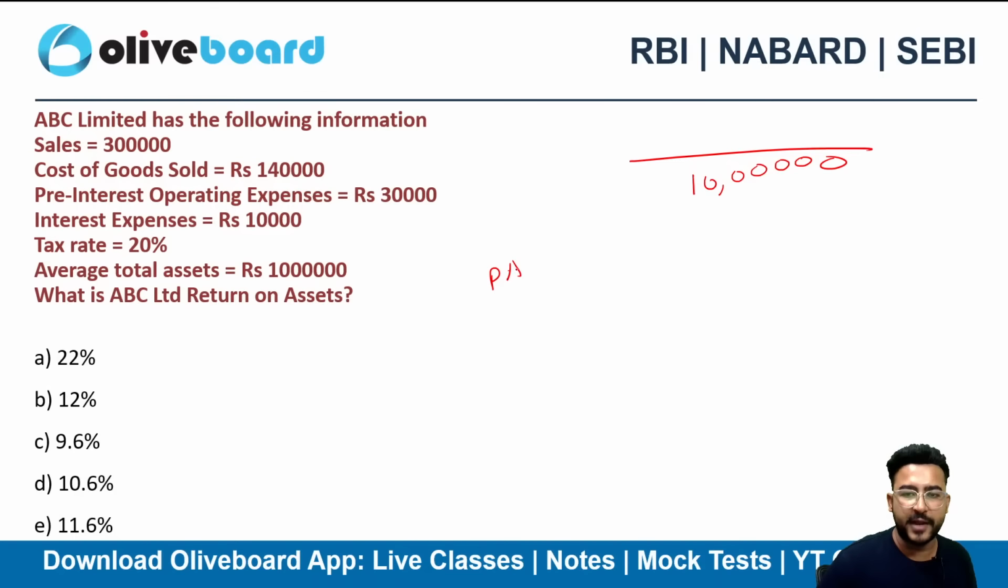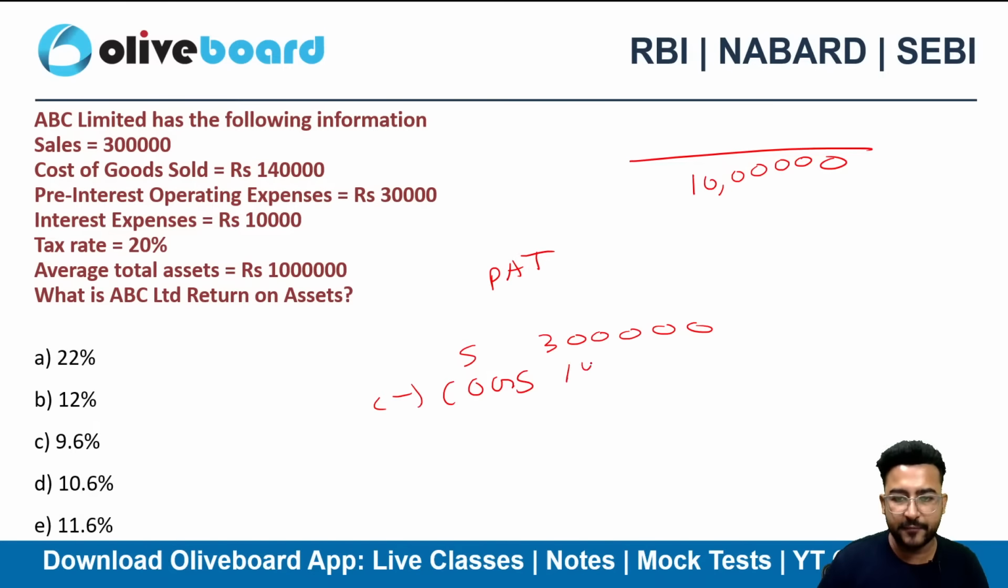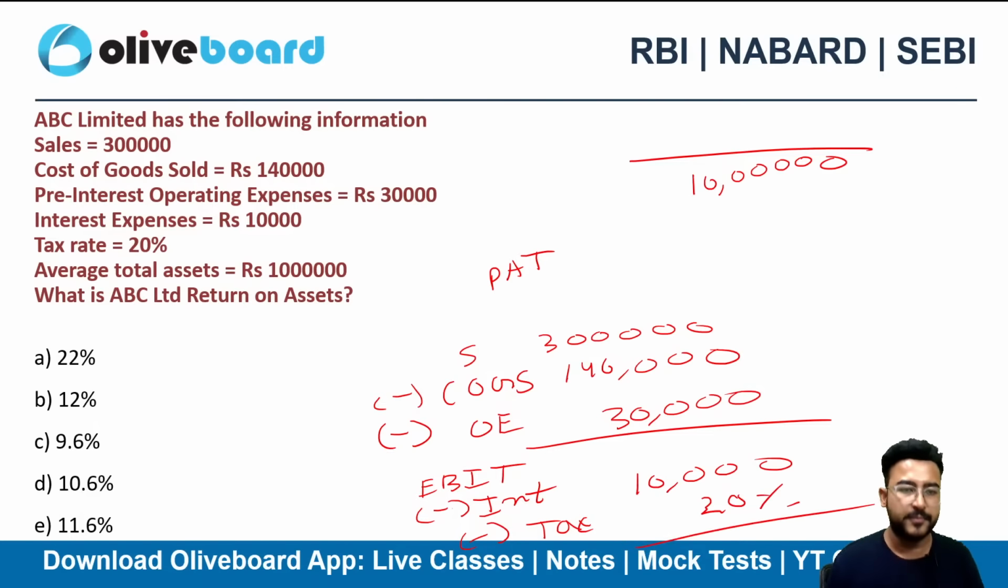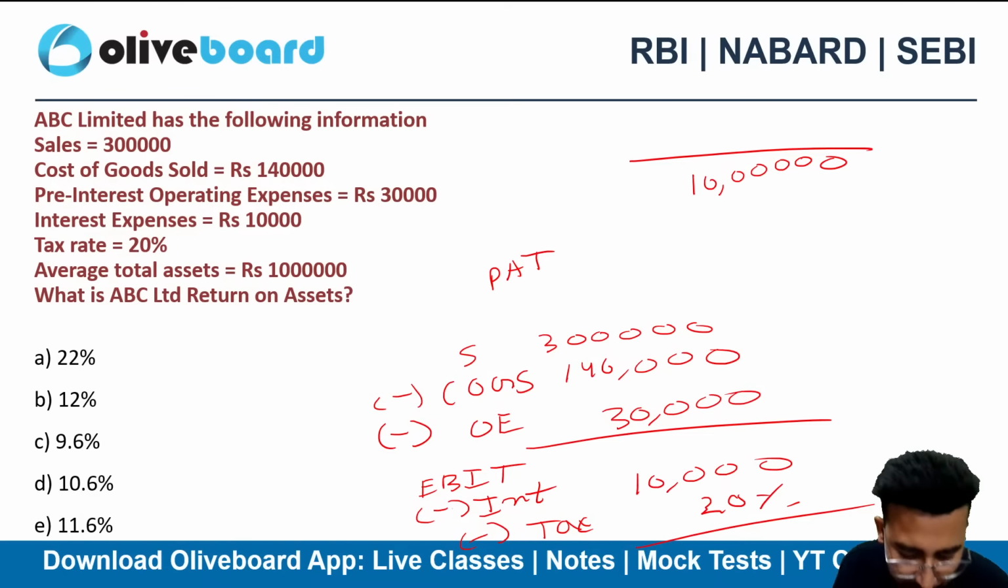I need to calculate the profit after tax. What will be my profit after tax, guys? They have given me sales, cost of goods sold. So my sales is 3 lakh rupees. Cost of goods sold is 1,40,000 rupees. Pre-interest operating expense, so basically these are operating expense, 30,000. Let's deduct that. I'll be getting the EBIT here, which is my operating profit. Then I need to deduct the interest expense of 10,000 to make it EBT, and if I want to make it after tax, I need to deduct the tax amount as well, which is 20% here. This will be my profit after tax.